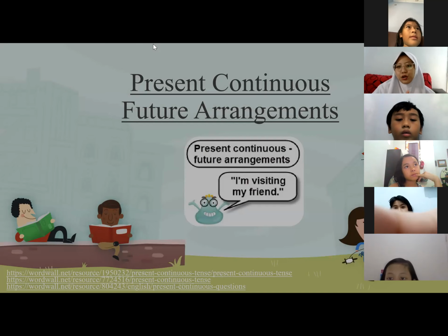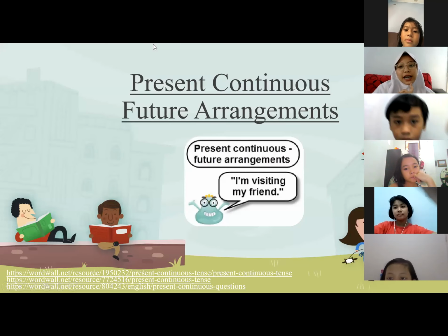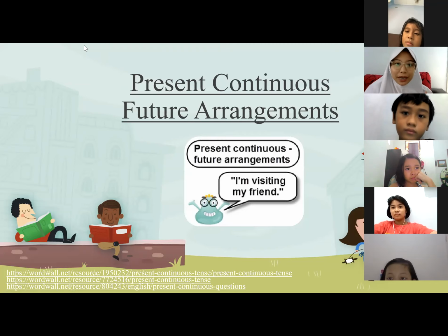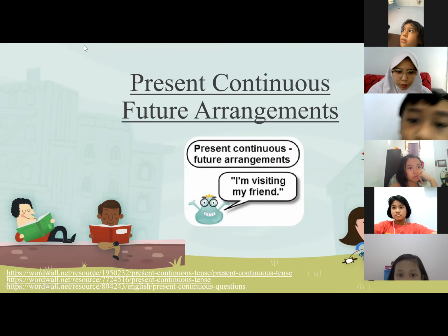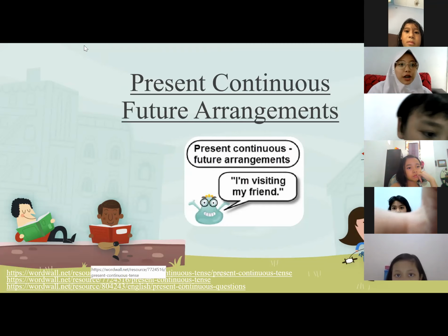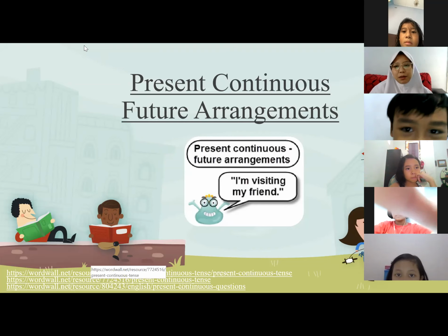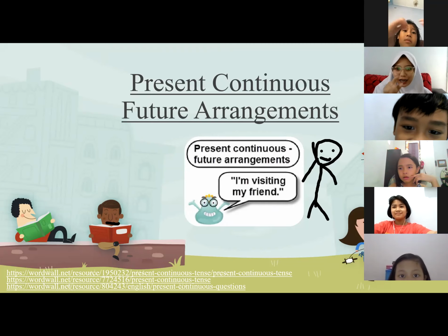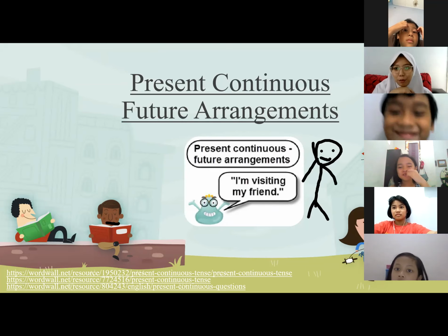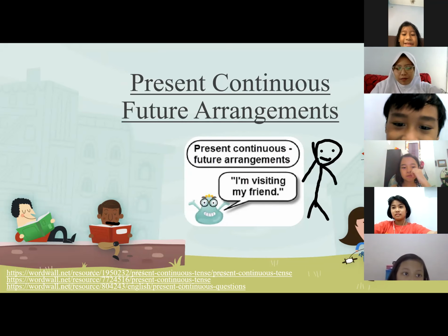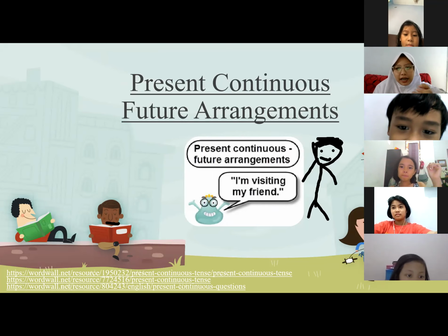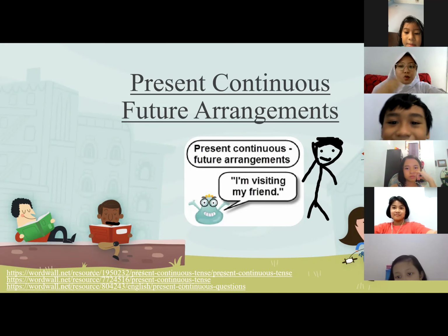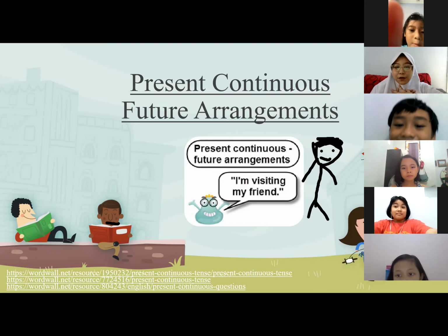This is present continuous. I will tell you how to arrange a moment, how to make a plan, how to arrange what you are going to do. For example, like this is the example, guys: I am visiting my friend. This is a plan when you want to visit your friend. When you want to visit your friends, you say, I am visiting my friend.